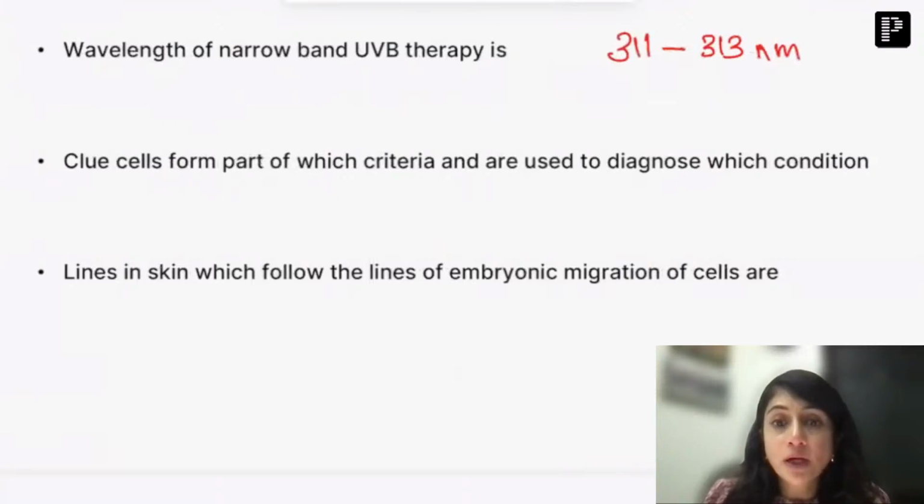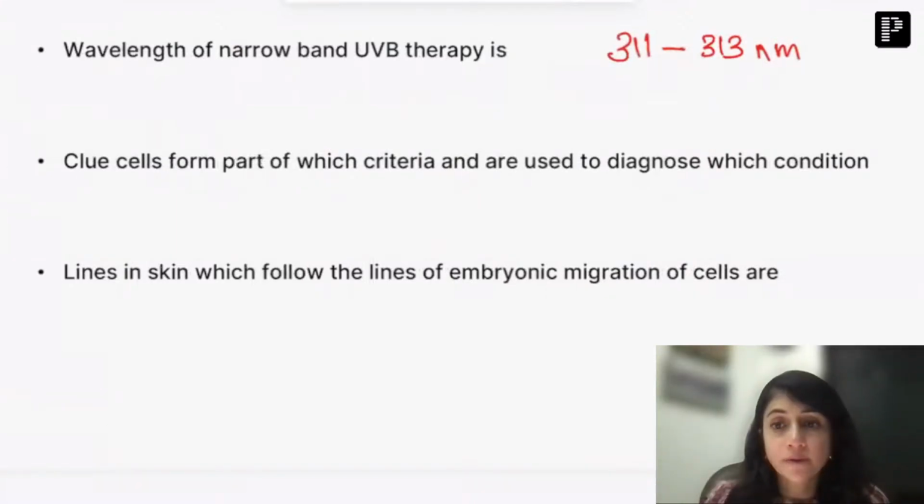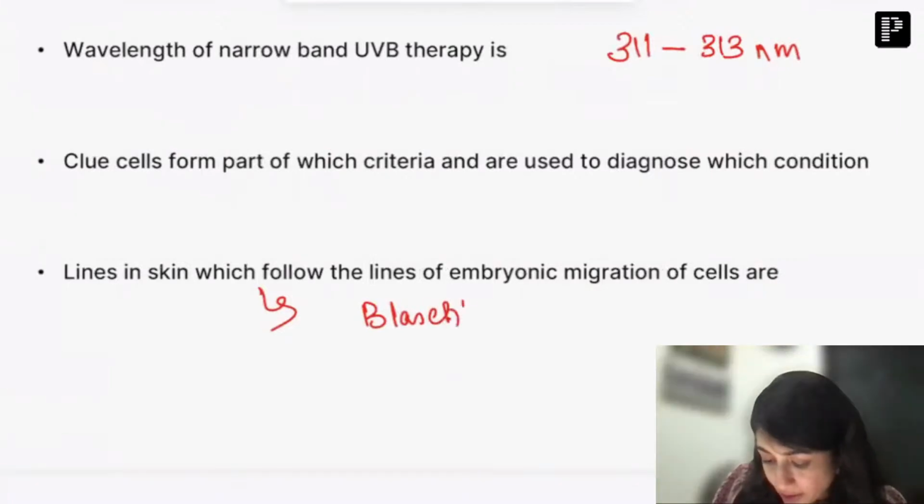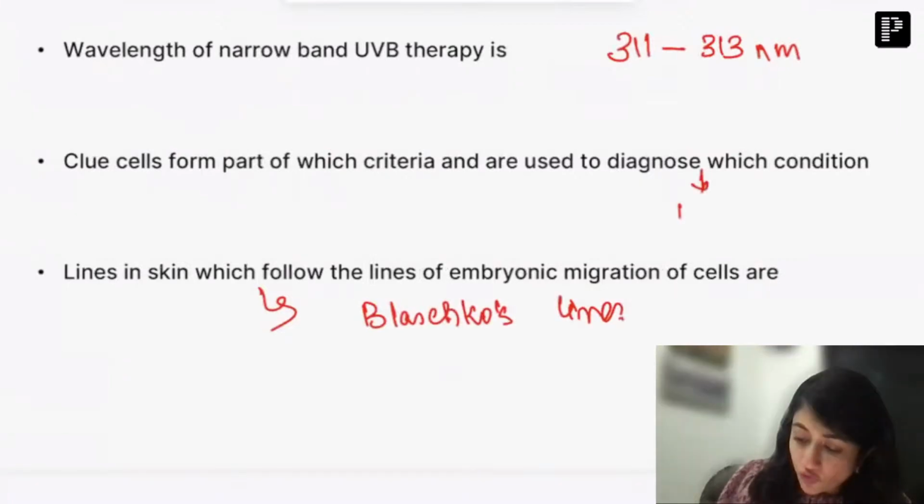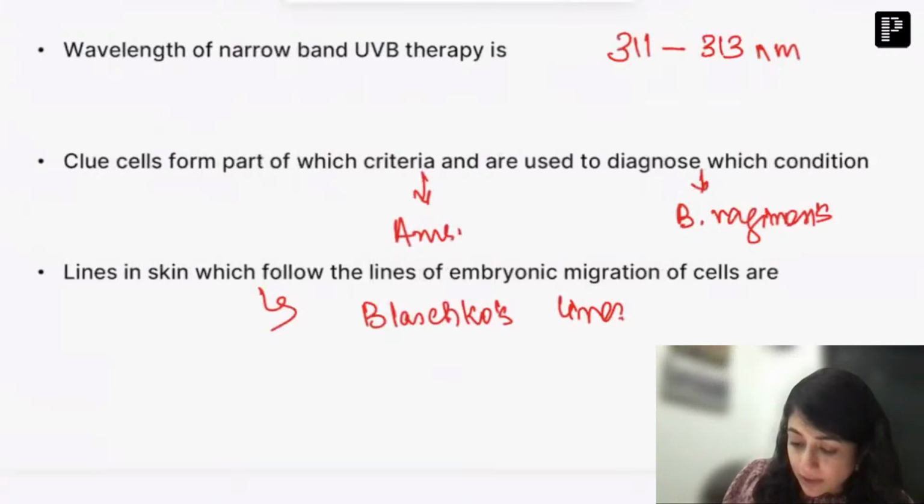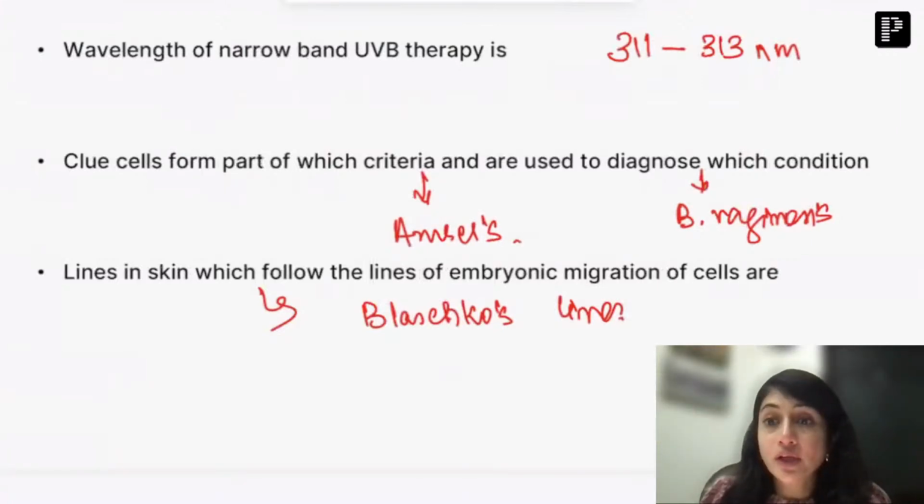Clue cells form part of which criteria and are used to diagnose which conditions? This is easy. I'll tell you this. The lines in skin which follow lines of embryonic migration are called as Blaschko's lines. Yes, so they're used for bacterial vaginosis and the criteria is called as Amsel's criteria. Lines which follow lines of embryonic migration are called as Blaschko's lines.